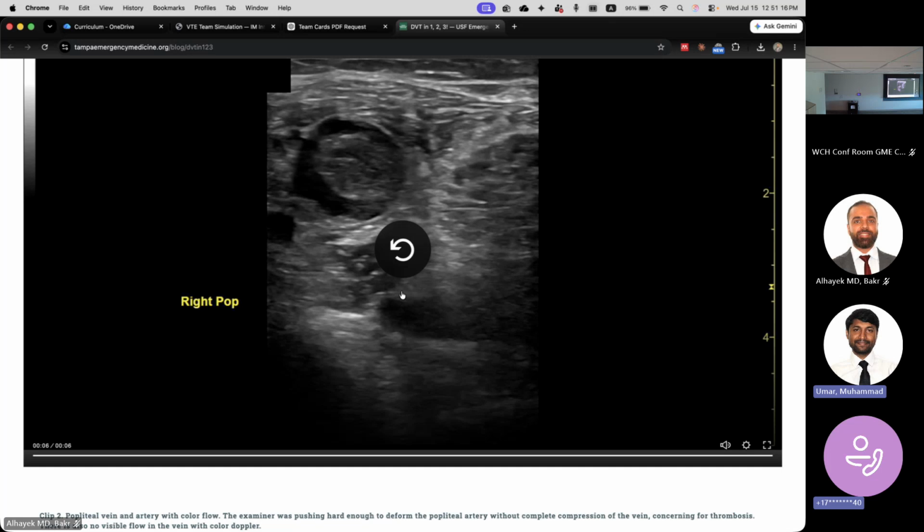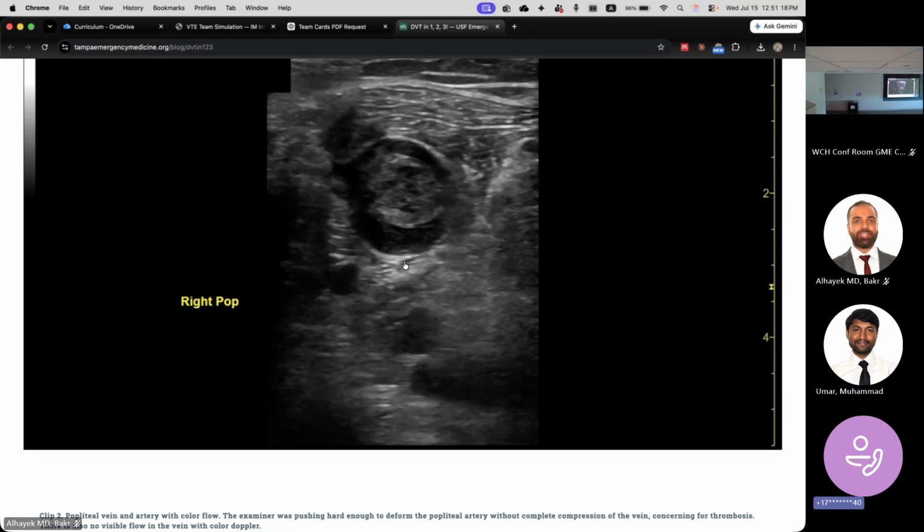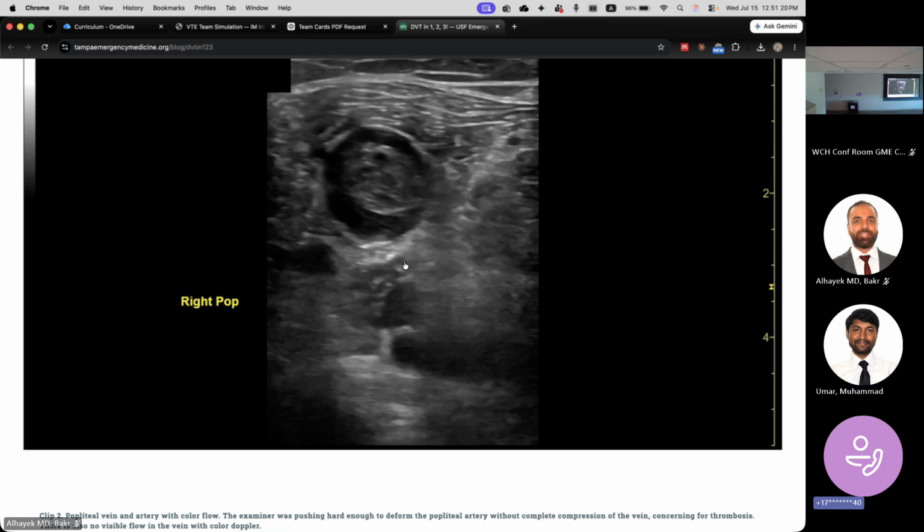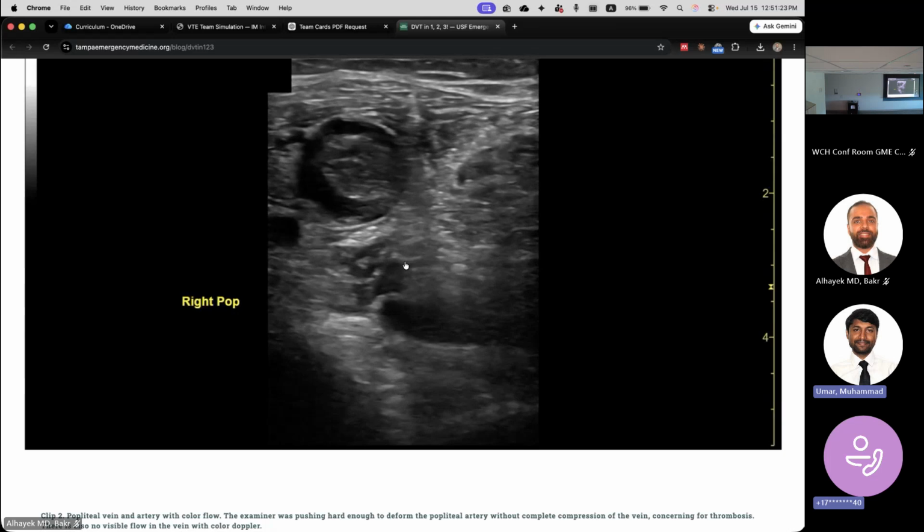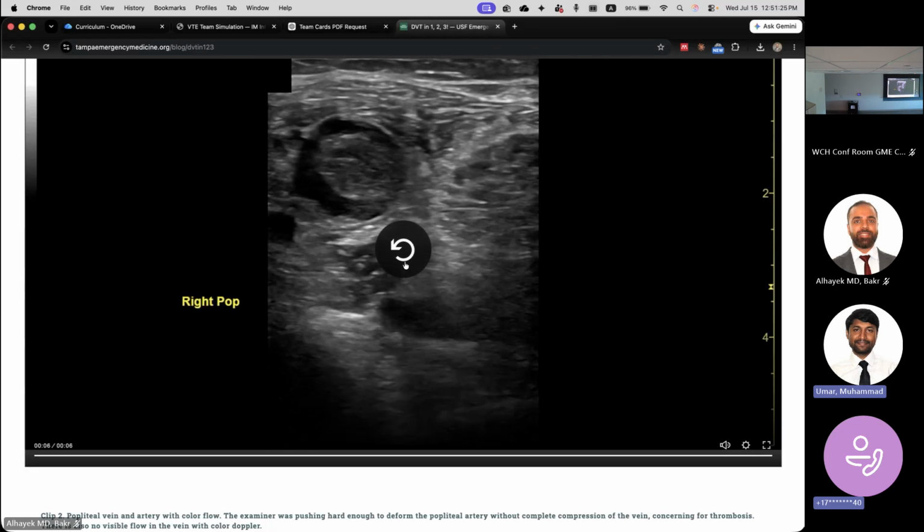So look at this, guys. What do you see here? It's very obvious, right? Okay, so you did this. Let's say it was negative. Does it rule out DVT? No, it does not. You need to repeat it in a week to 100% confirm that there was no DVT. Okay, is this clear for you guys?